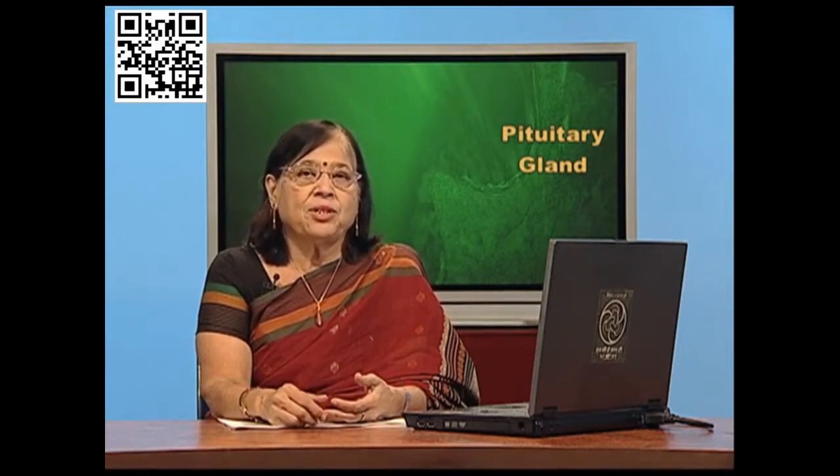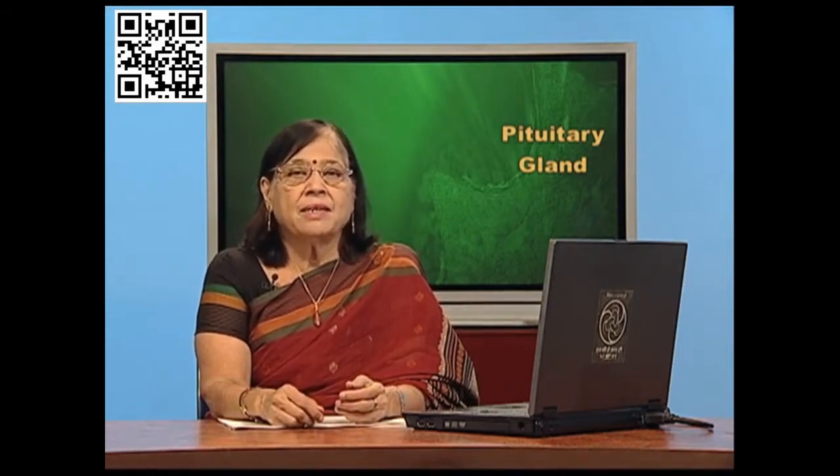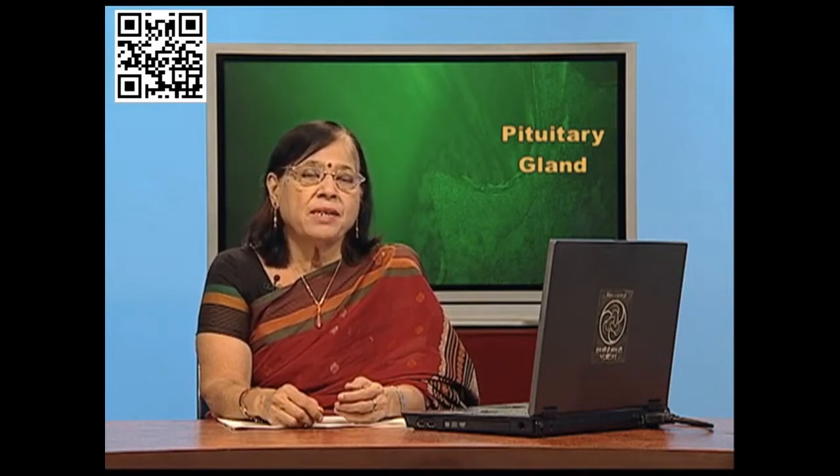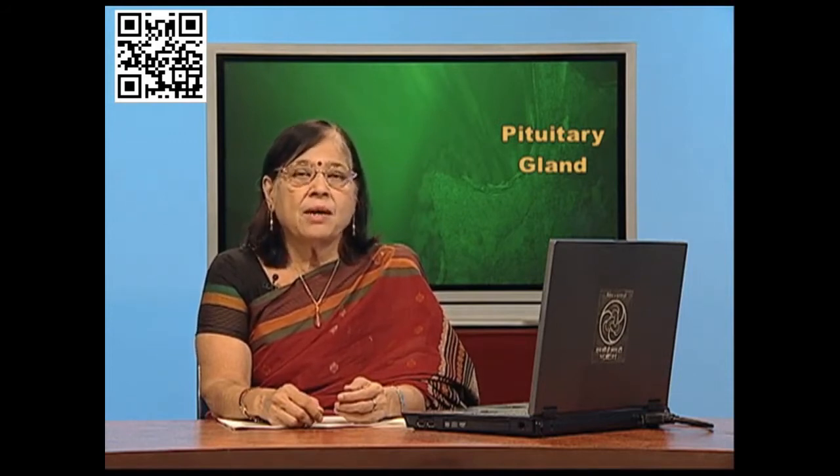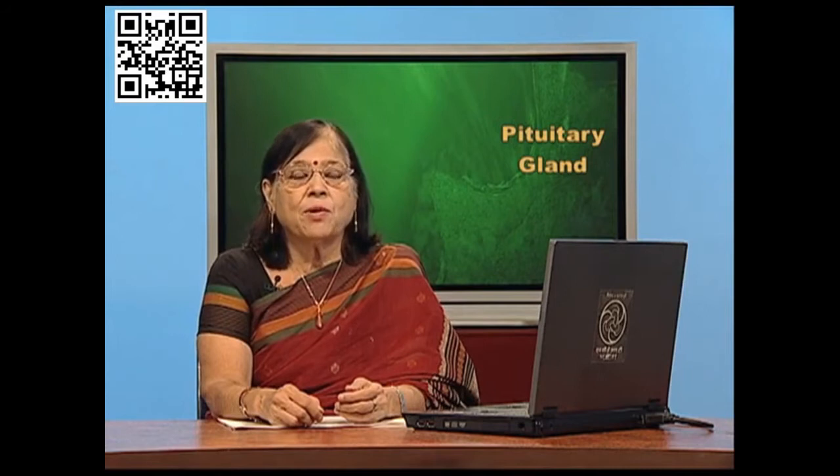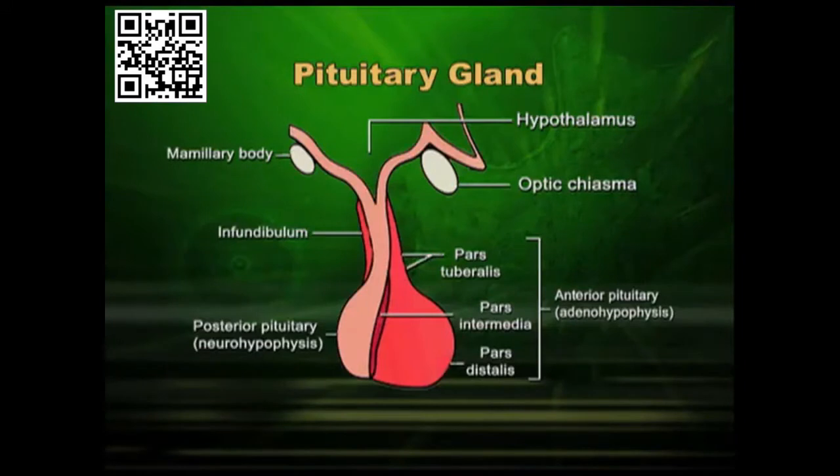In the previous session, we discussed the distribution of various endocrine glands in our body. Also, we discussed the pituitary gland being the master gland and under the hypothalamus. Coming to the details of the pituitary gland, it is also called hypophysis. It has three lobes: the anterior lobe, the posterior lobe, and the intermediate lobe.